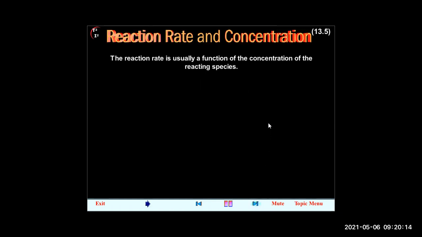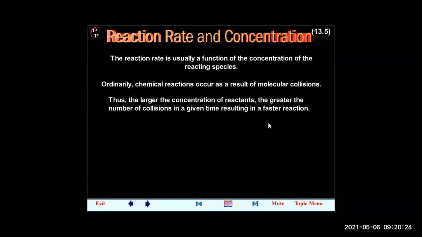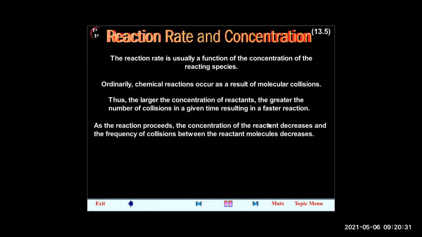The reaction rate is usually a function of the concentration of the reacting species. Ordinarily, chemical reactions occur as a result of molecular collisions. Thus, the larger the concentration of reactants, the greater the number of collisions in a given time, resulting in a faster reaction. As the reaction proceeds, the concentration of the reactant decreases, and the frequency of collisions between the reactant molecules decreases. Hence, usually the reaction rate diminishes as the reaction proceeds.